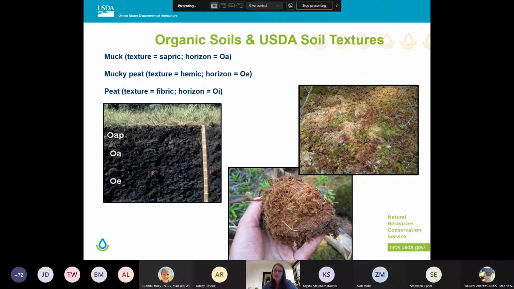It's phenomenal. I love hydric soils. I love organic soils. Anywho, an organic soil versus a mineral soil: the organic soil contains 20% or more organic carbon. We have muck, which is highly decomposed organic material. We have peat, where you can still see the fibers. And then we have something really geniusly called mucky peat, which is in between those. For the textures, muck is sapric, mucky peat is hemic, and peat is fibric. All right, next slide, please.